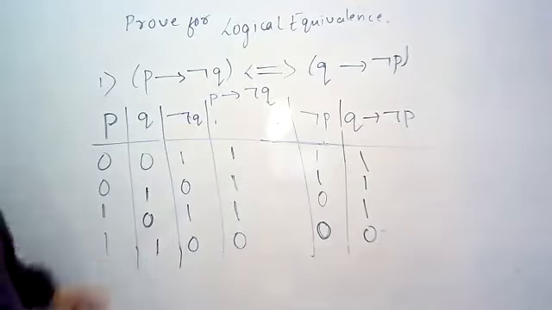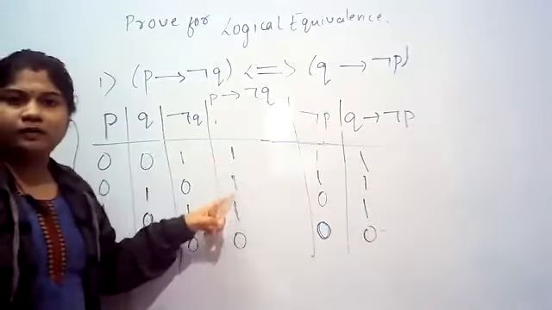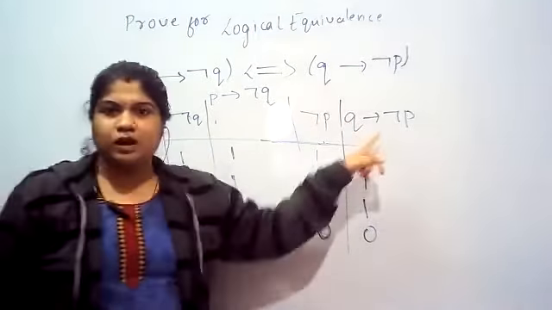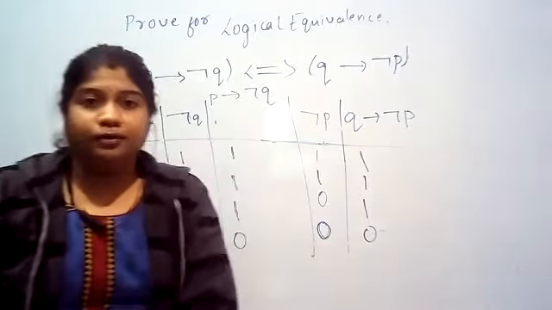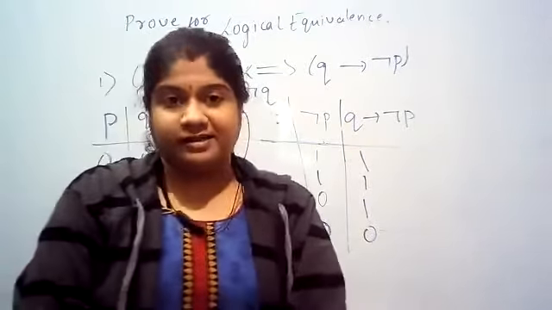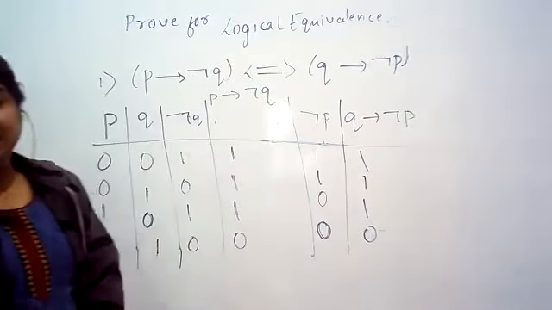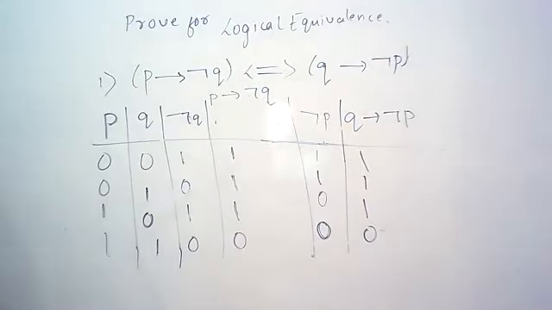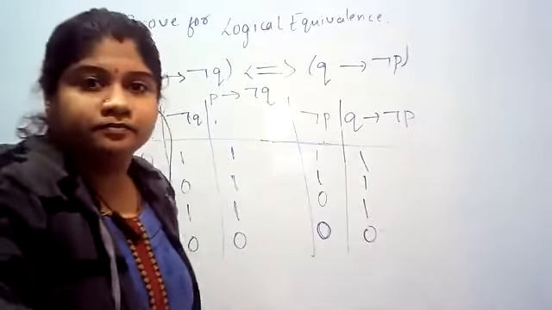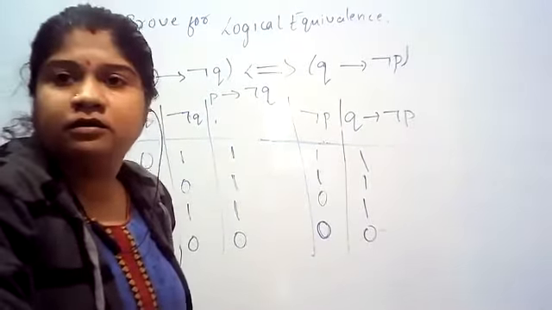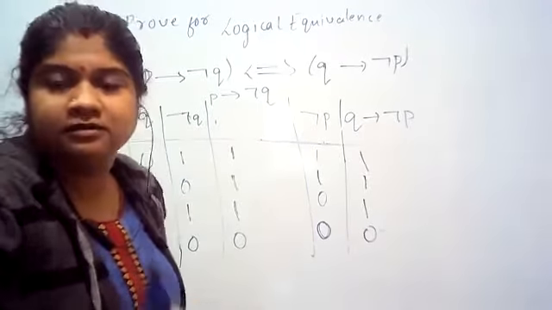So now compare. LHS equal to RHS. LHS is what? 1 1 1 0. RHS is what? 1 1 1 0. So by this truth table, what we came to know is that LHS equals RHS. Hence they are logically equivalent with each other. Followed everybody? Just raise your hands.